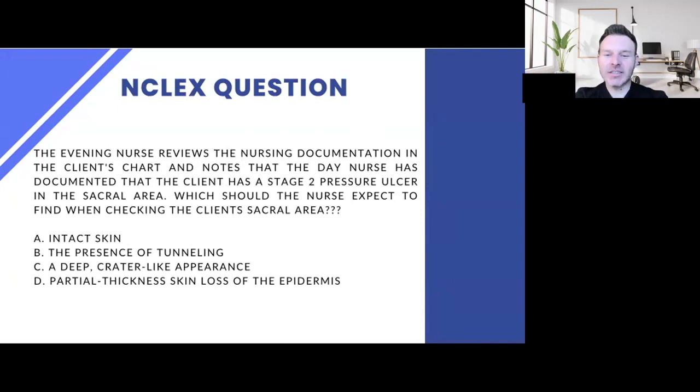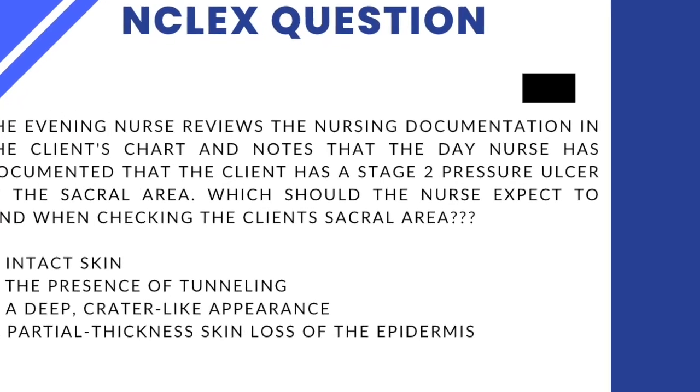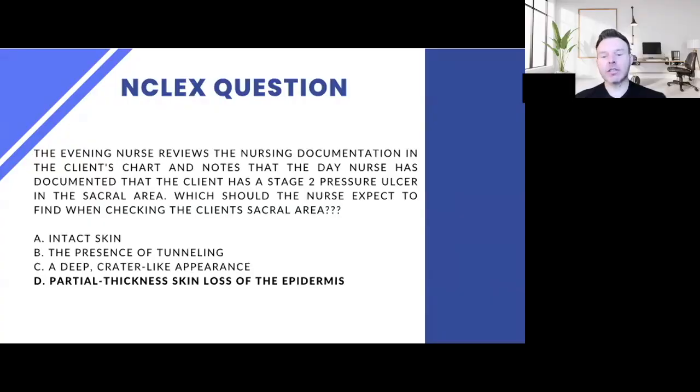The evening nurse reviews the nursing documentation in the client's chart and notes that the day nurse has documented that the client has a stage 2 pressure ulcer in the sacral area. Which should the nurse expect to find when checking the client's sacral area? The correct answer is partial thickness skin loss of the epidermis. If you did not get this one right, I recommend you watch the video that I made on pressure ulcers or pressure injuries, which goes in depth about all 4 stages along with the unstageable.